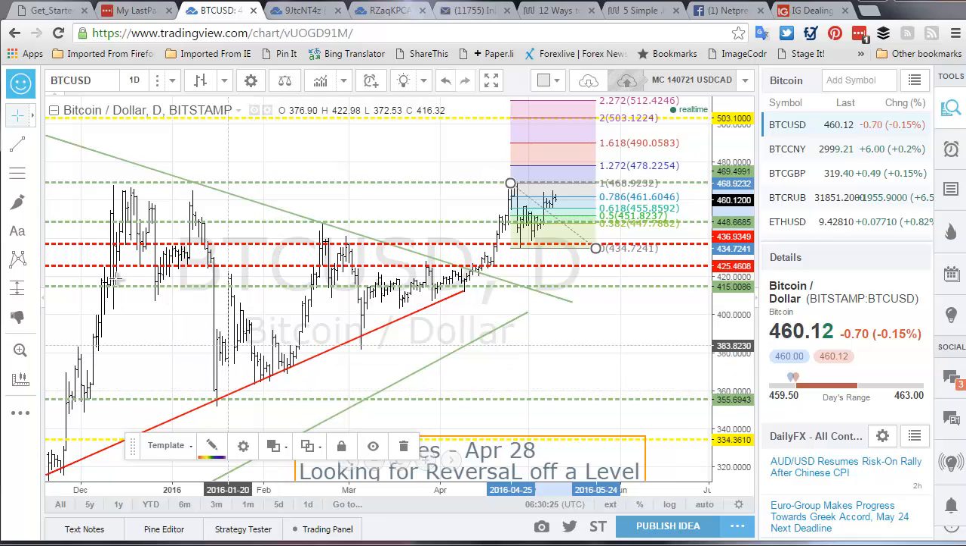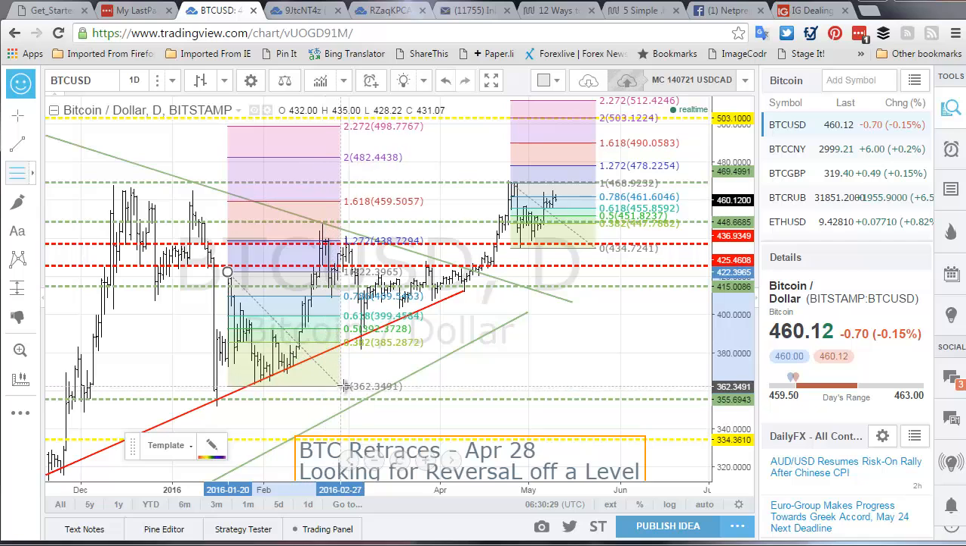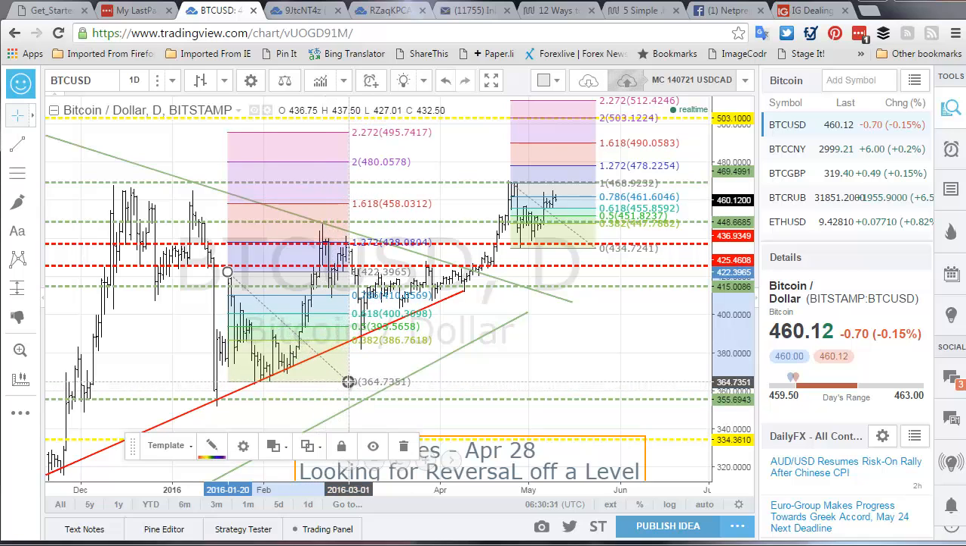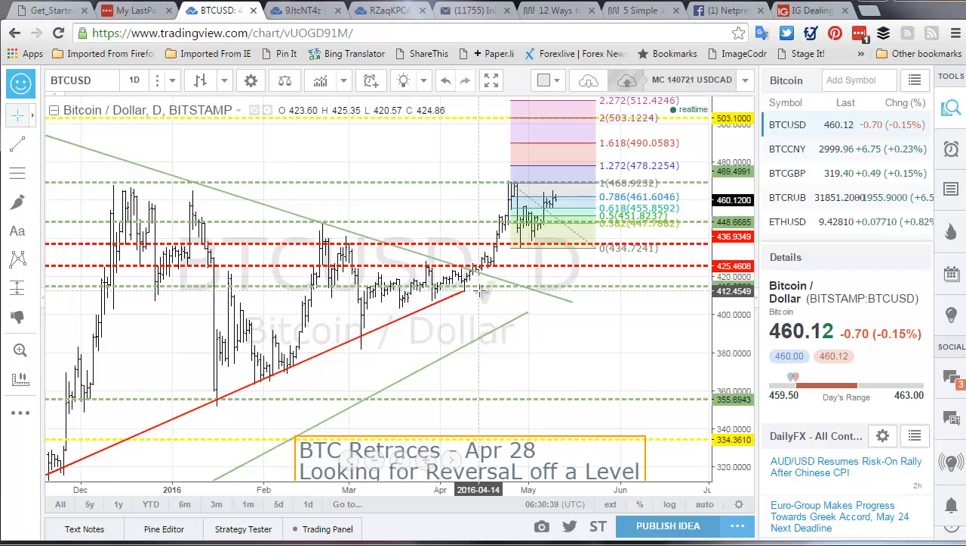This one here, so there's one there. So if we just measure this one here and see how far it went before it turned down, it went to somewhere between the 1.272 and the 1.618. So our conservative target would be 1.27. An aggressive target, I would think, would be a 1.618.